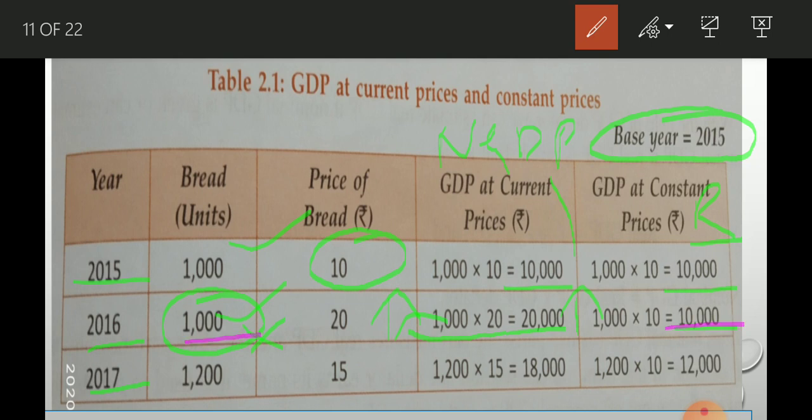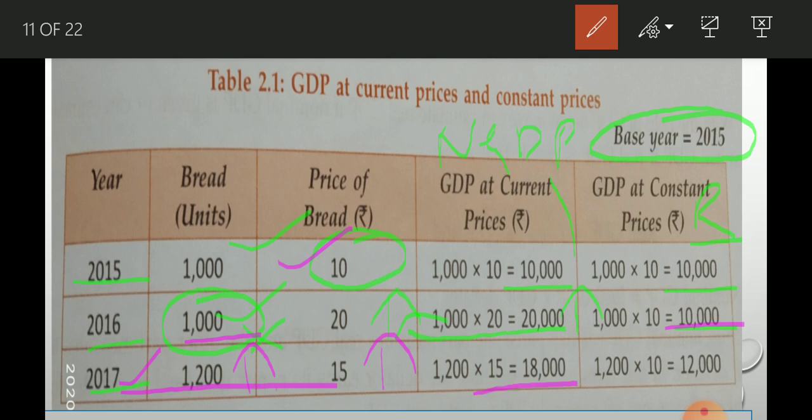Now take the next example. Next year is 2017. Here we can see an increase in production of bread also. And if you compare the price of bread with 2015, there is an increase in the price of bread also in 2017. So when we calculate nominal GDP, the nominal GDP is 18,000.